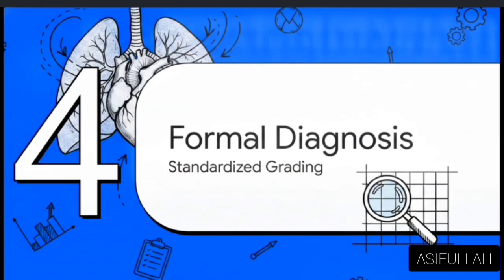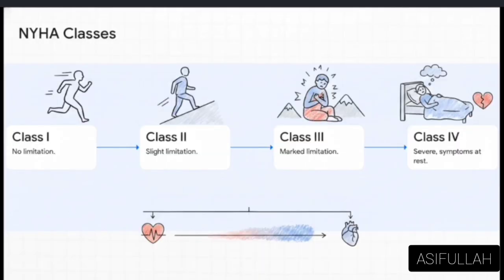Which brings us to section 4, formal diagnosis. Let's talk about standardized grading and criteria. First up, we use the New York Heart Association, or NYHA, functional classification. This is so important because it gives all of us in healthcare a universal language to grade a patient's physical limitations. It ranges from class 1, where they really have no limitations, all the way down to class 4, where they have symptoms even while at rest.